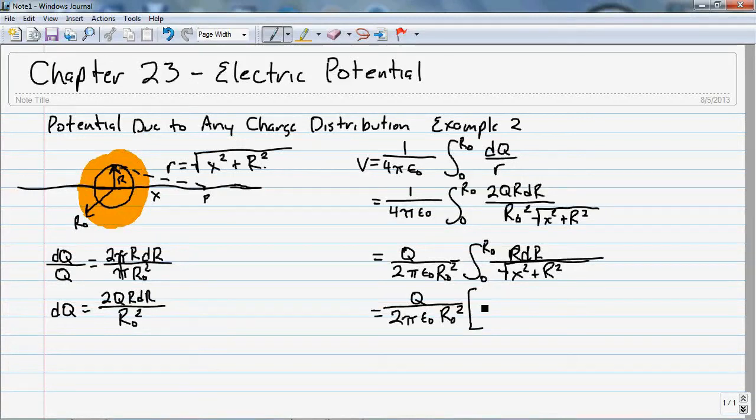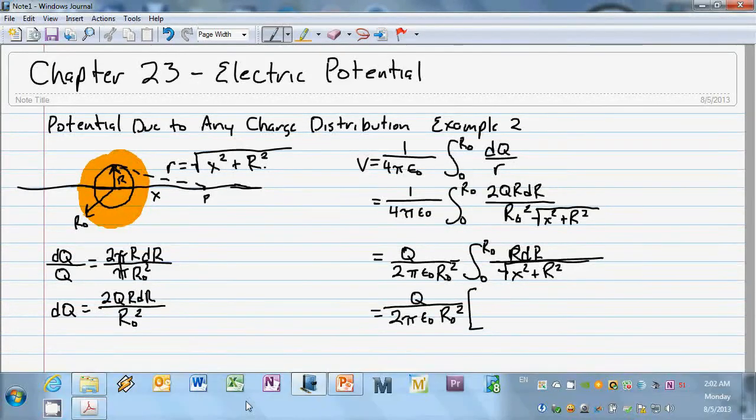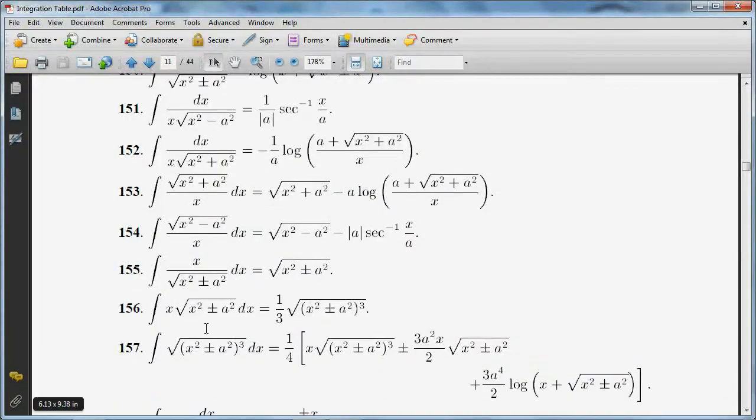I can use the integration table for that. And the integral that I'm interested in is here, where I have x divided by the square root of x squared plus or minus a squared dx, and that's just the square root of x squared plus or minus a squared.